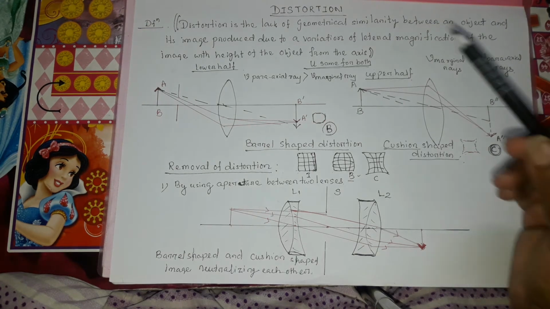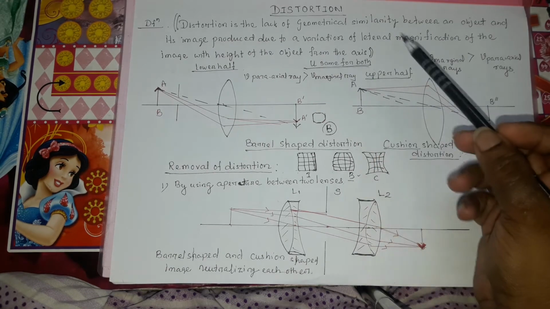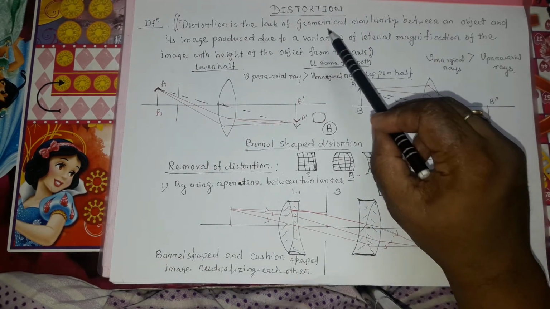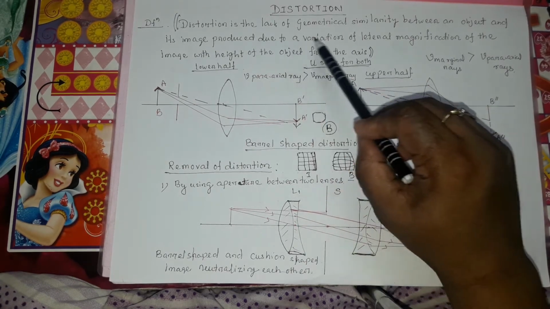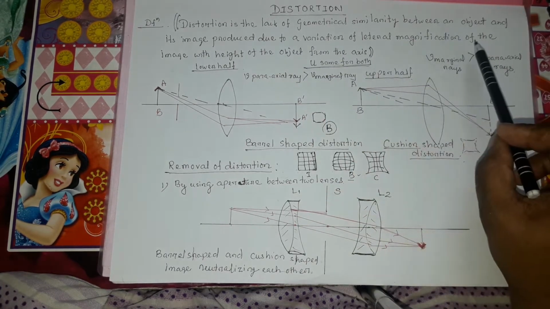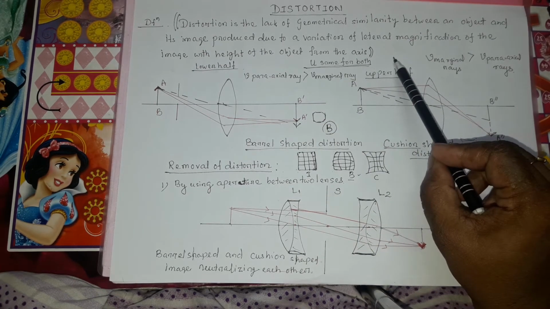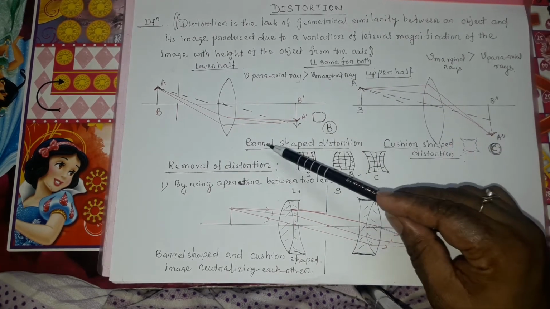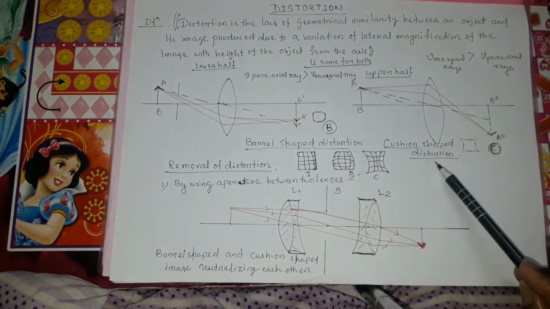Today we are going to discuss distortion aberration. This is a type of aberration in which we get a geometrical dissimilarity between object and image, produced due to a variation of lateral magnification of the image with the height of the object from the axis. There are two types of distortion: barrel shaped distortion and cushion shaped distortion.